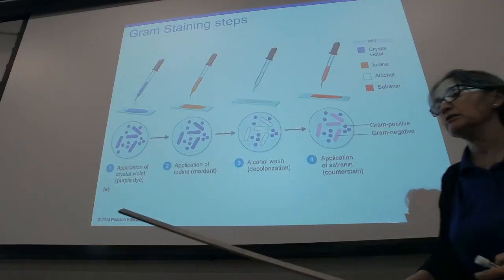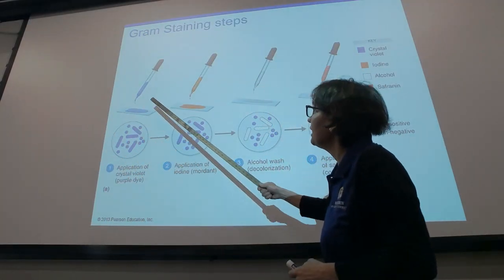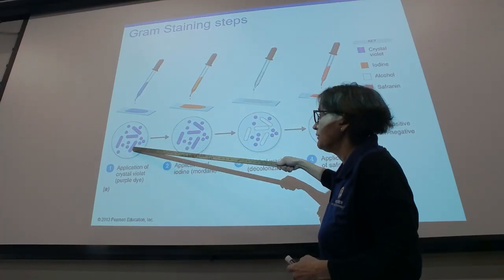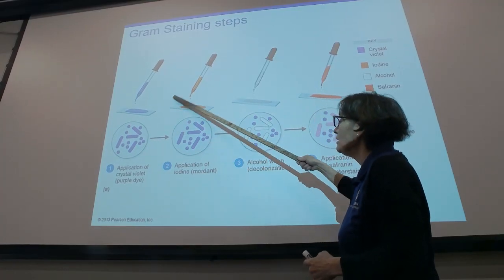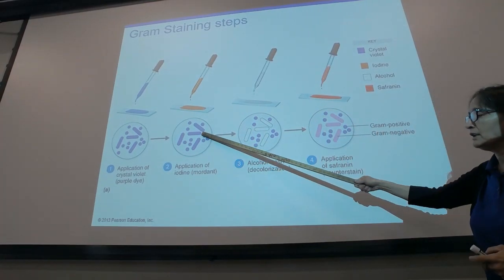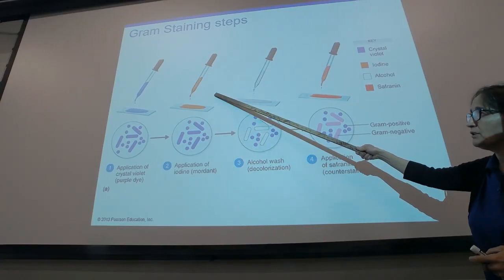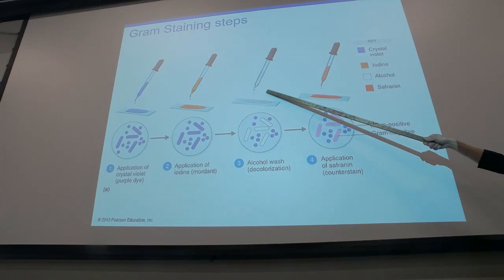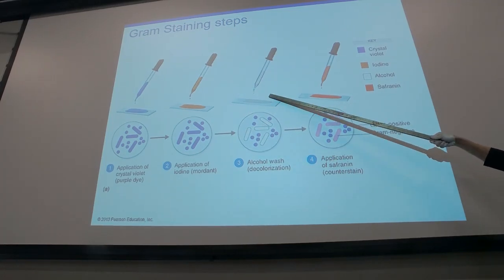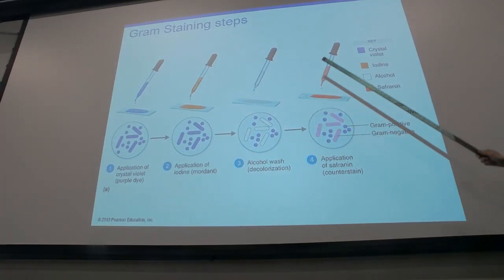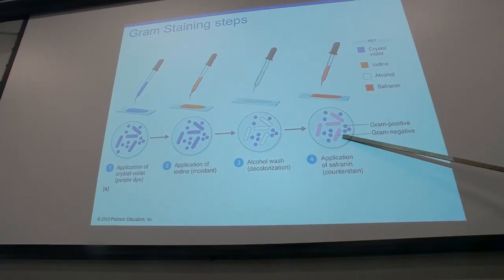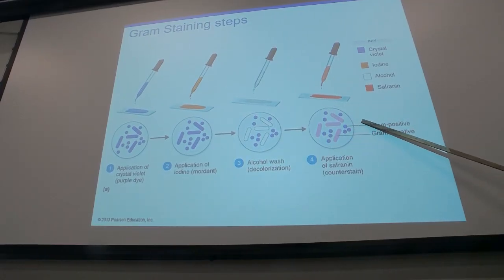So this technique is very important. And here's the steps again. So you add crystal violet, keep it there for 1 minute, rinse with water, add the mordant, the iodine, keep it there for 1 minute, rinse with water, add the decolorizing agent, 10 seconds, rinse with water, add the counter stain, leave it for 1 minute, rinse with water, let it dry, air dry, and then look at it in the microscope.